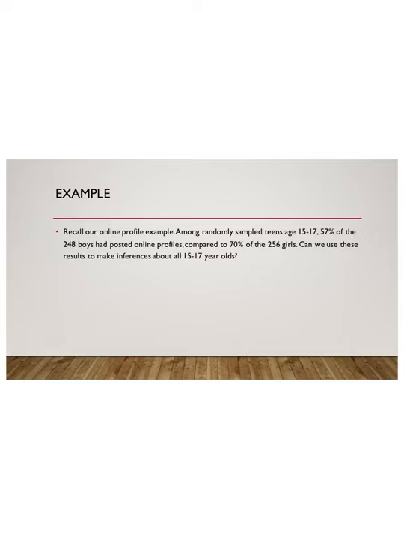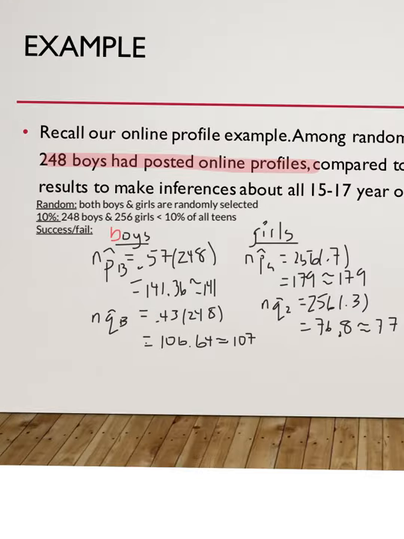Back to our example, we're going to recall our online profile. And remember, we have 57% of the 248 boys who have posted online profiles compared to 70% of the 256 girls. Can we use these results to make inferences about all 15 to 17-year-olds? So we're going to check our conditions. As we can see, both boys and girls are randomly selected. The 248 boys and 256 girls are less than 10% of all teens.